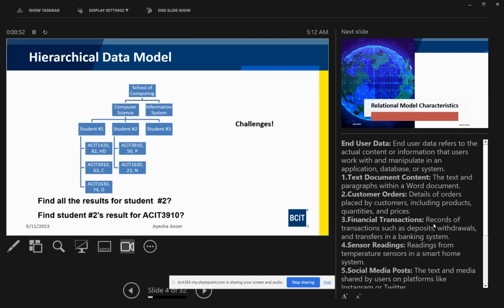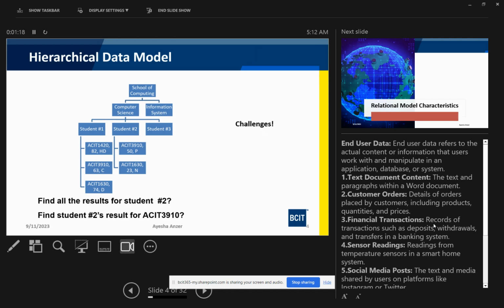Before we start with the relational data model, let's go back to the previous model we had, which is called the hierarchical data model. There are some limitations of these hierarchical data models. That's why we came up with a new model which will overcome all the limitations or challenges we had in hierarchical data models. So now let's look at the hierarchical data model first.